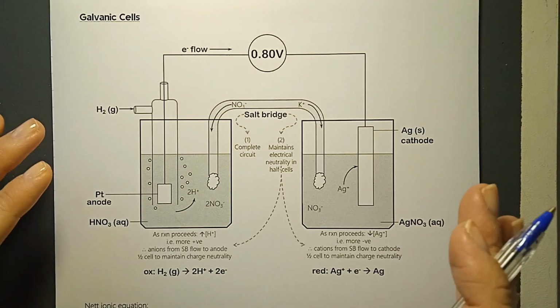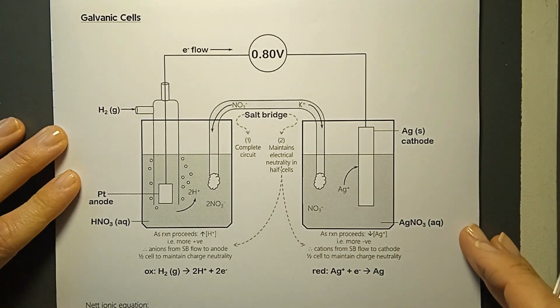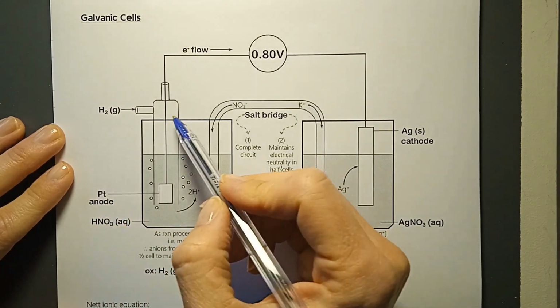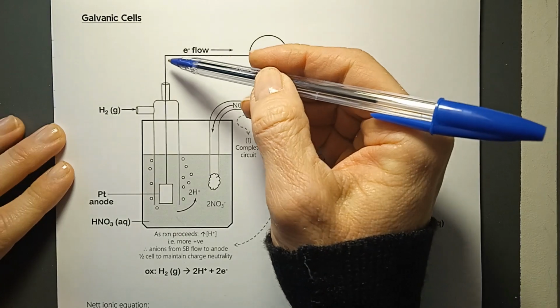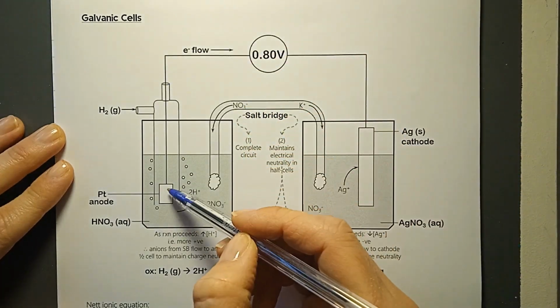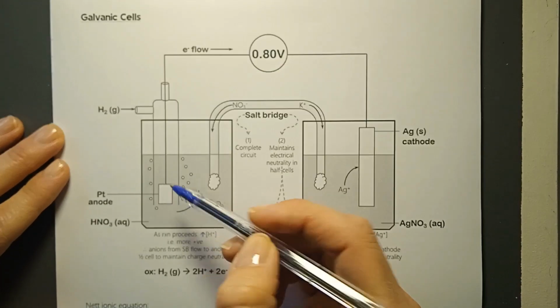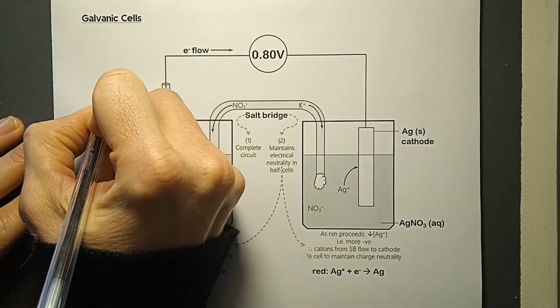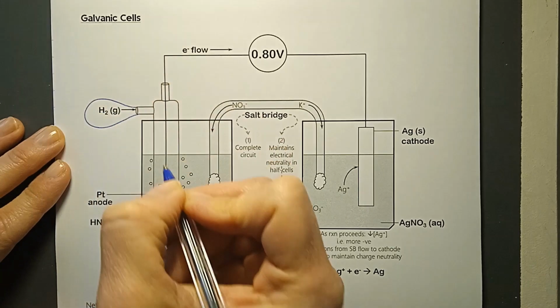So let's just have a look at what's happening in the cell first, and then we'll get into writing out a net ionic equation. We'll see we've got hydrogen gas coming in here, and this is our piece of glassware with the wire coming straight through and a platinum anode on this side. So the hydrogen gas is obviously what's coming in on that side.